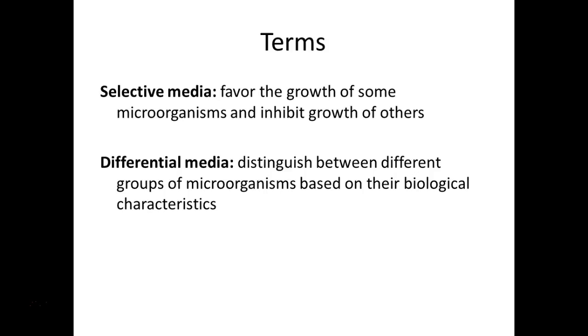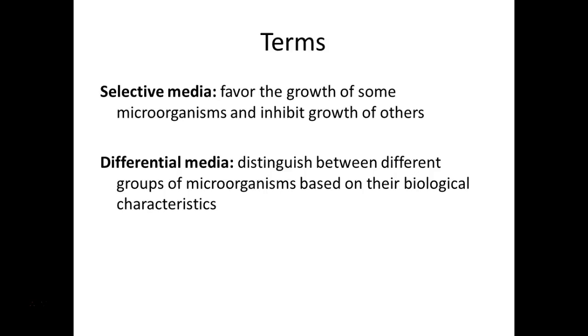So all three of these medias are both selective and differential. They select for a particular group of organisms by inhibiting a different group. Now, two of the plates do that based on gram-positive versus gram-negative. The third plate that we haven't talked about yet isn't based on gram-positive versus gram-negative.